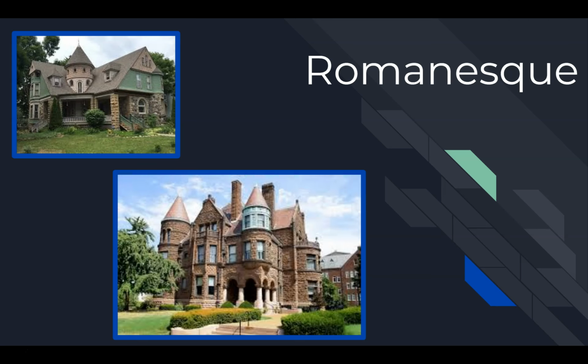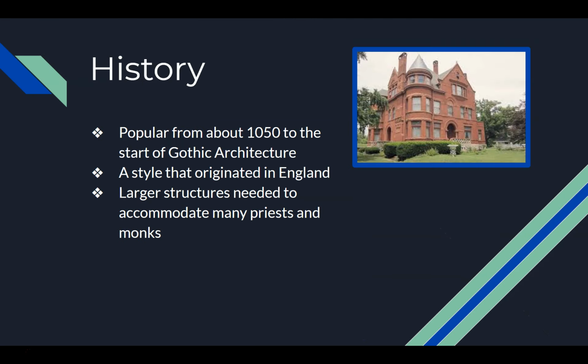Alright, so now we've got Romanesque architecture. For the history, it was popular in about 1050, as it was the start of Gothic architecture, and it originated in England. The reason that it originated in England was because in this time they were having lots of priests and monks and needed bigger structures to accommodate everyone, and these could be built ginormous. They could house so many people in the different rooms.